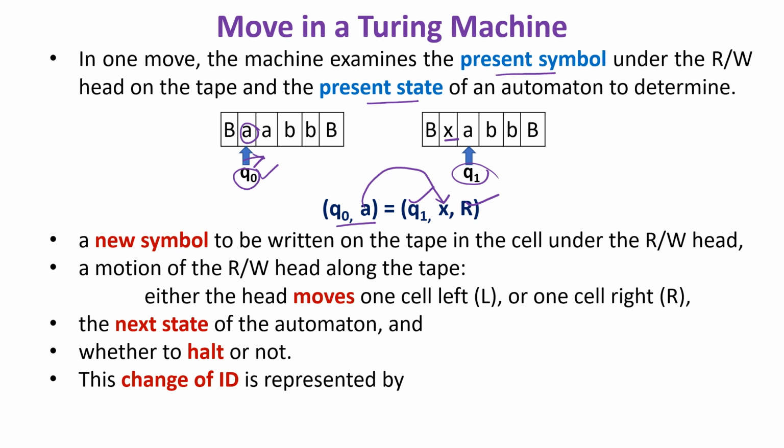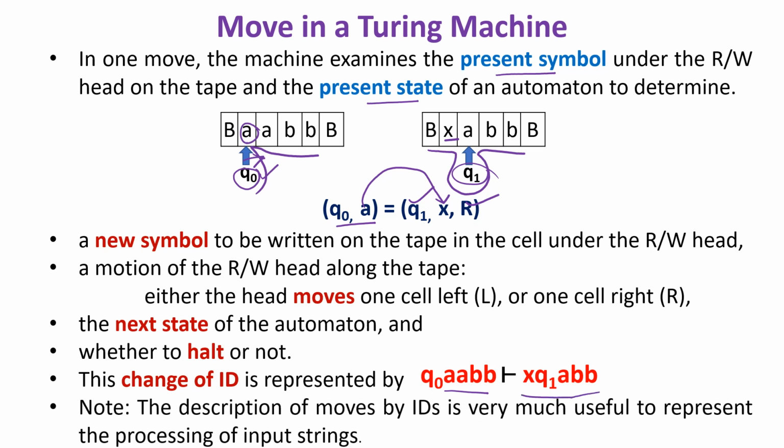So the instantaneous description Q0 AABB goes to X Q1 ABB. So the description of moves by the IDs is very much useful to represent the processing of input strings.